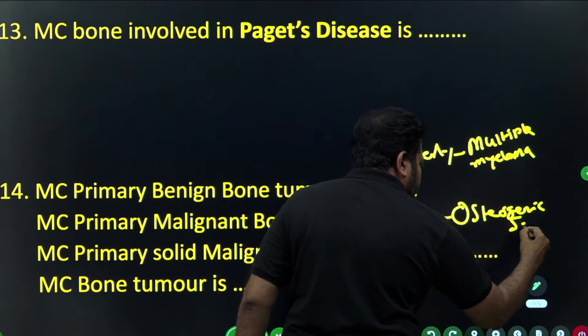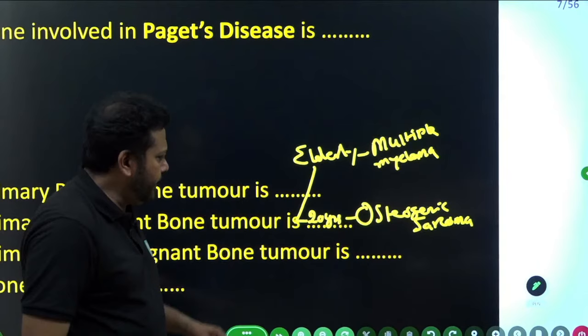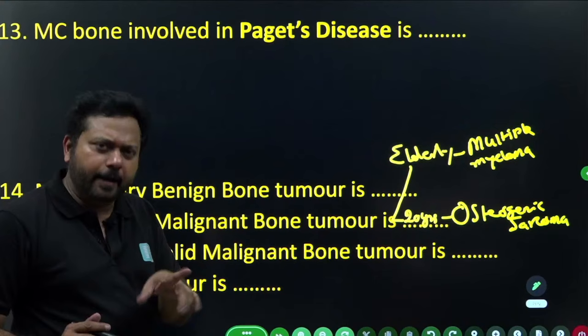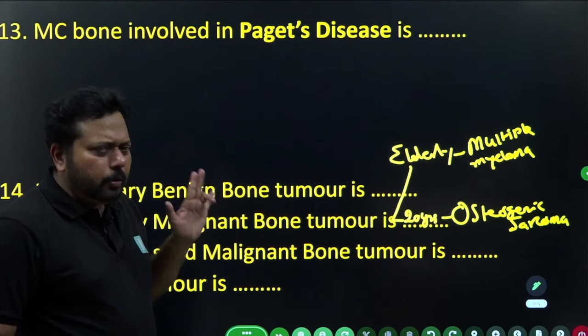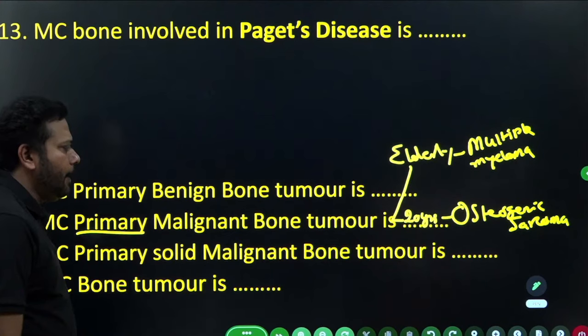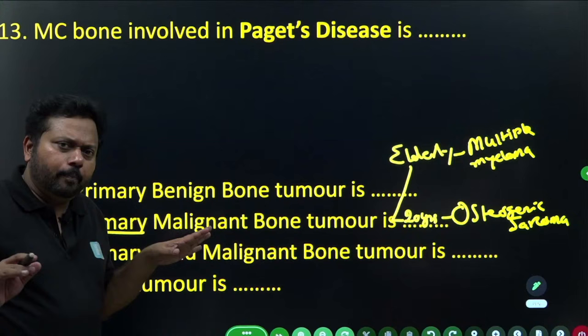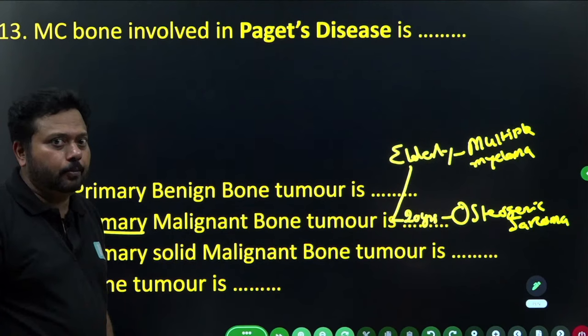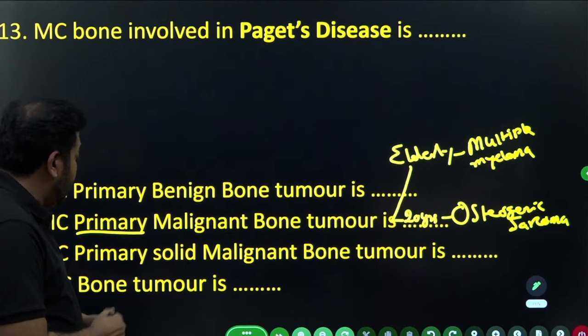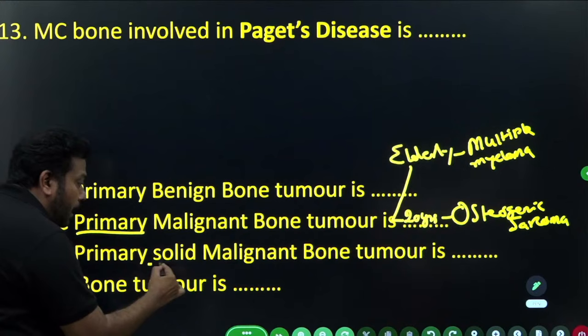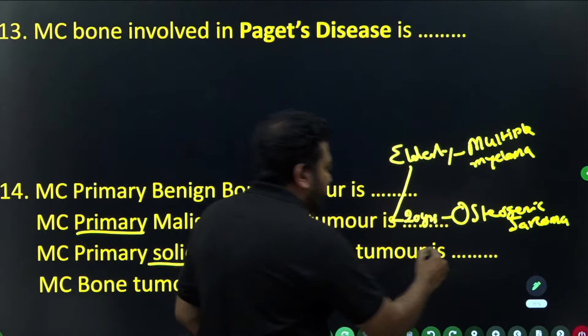Please be very vigilant. Be very careful. Nowadays, there is tough competition, dear friends. One question matters. The word primary is very important. Most common primary malignant bone tumor: if they have not given any age group, you just take multiple myeloma. Elderly, multiple myeloma. Young individuals, 20 years, 30 years, the answer is osteogenic sarcoma. Third, very clear: the most common primary solid malignant bone tumor. If they use the word solid in between, there is no doubt. The answer is osteogenic sarcoma.